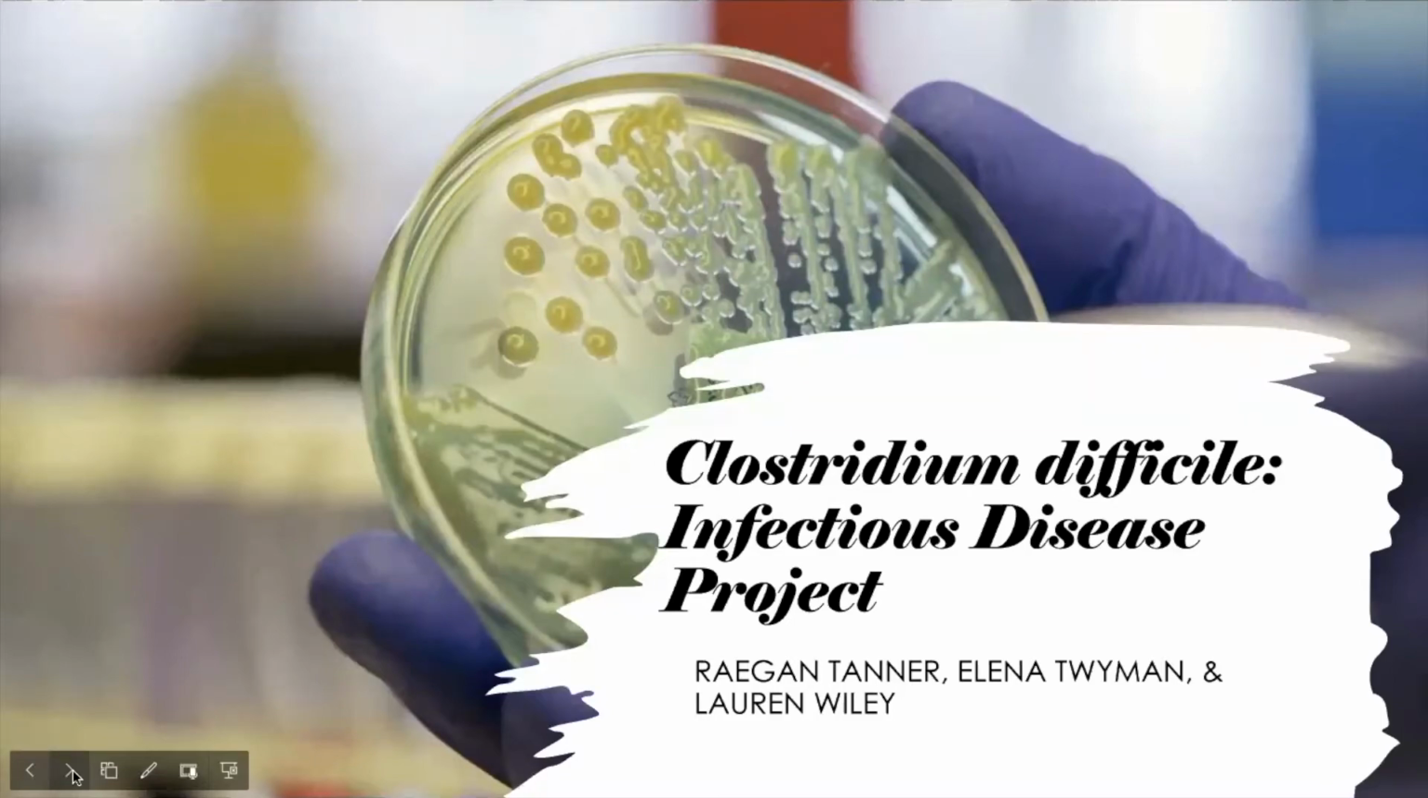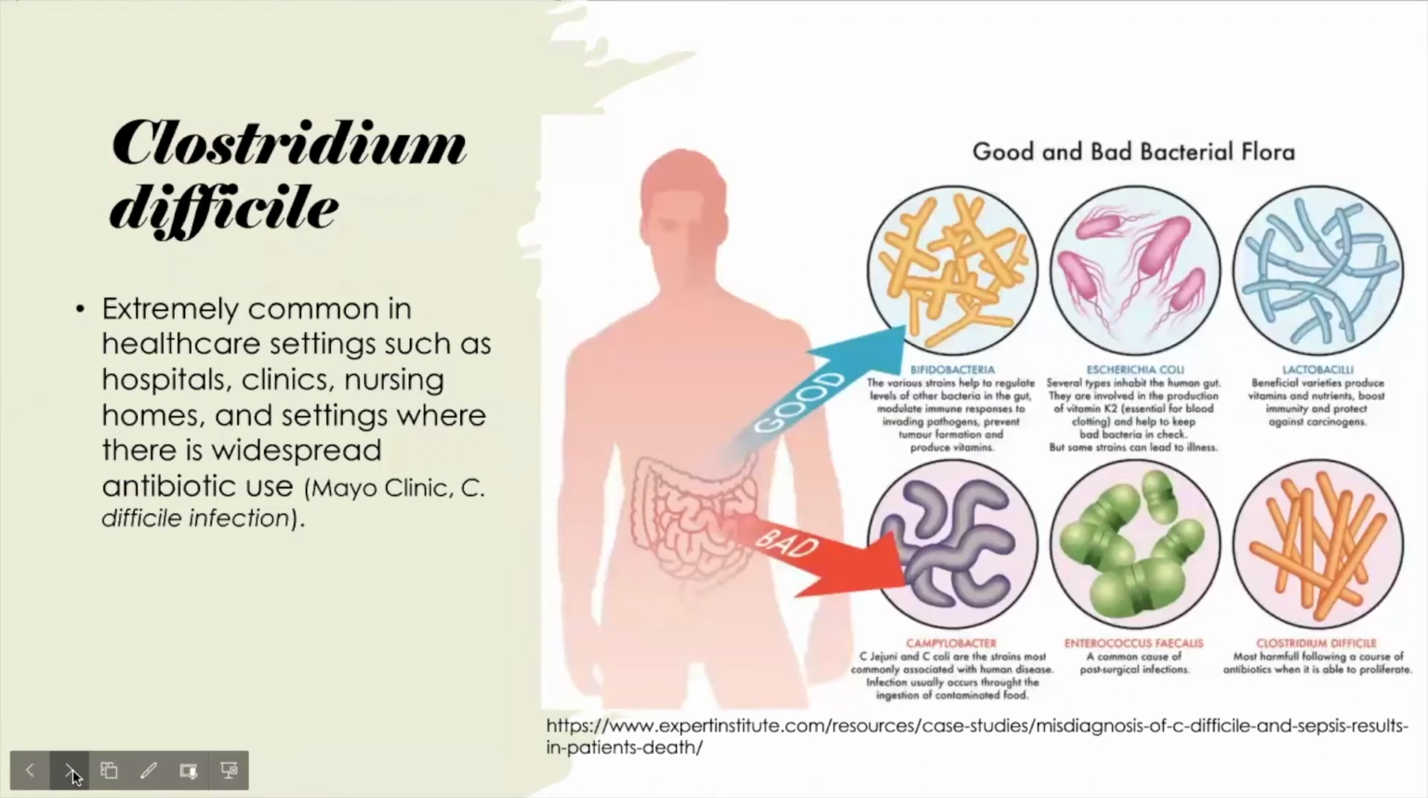Clostridium difficile is an incredibly common disease which is rampant in many healthcare settings, accounting for the majority of hospital-related infections. Clostridium difficile thrives in environments where there's widespread antibiotic use. This is because antibiotic treatments disrupt or completely destroy healthy intestinal microbes, which are essential for combating bacterium such as Clostridium difficile. As you can see on this diagram, bacterial strains such as Bifidobacteria, Escherichia coli, and Lactobacilli are essential for maintaining a healthy gut.